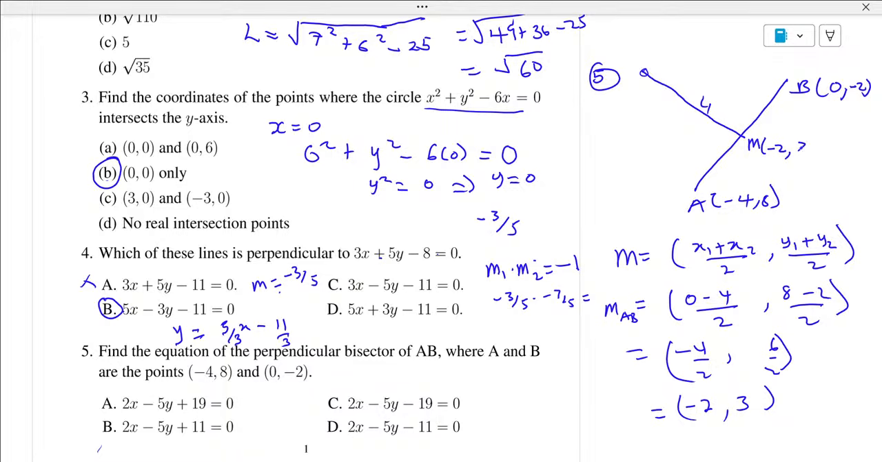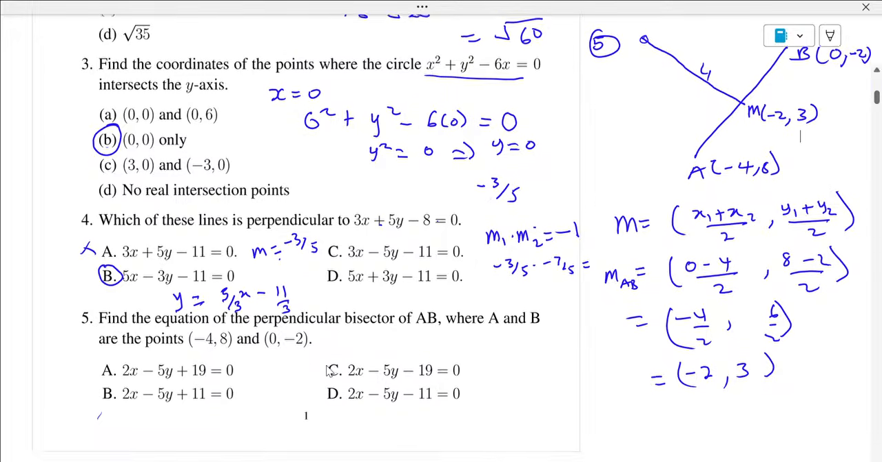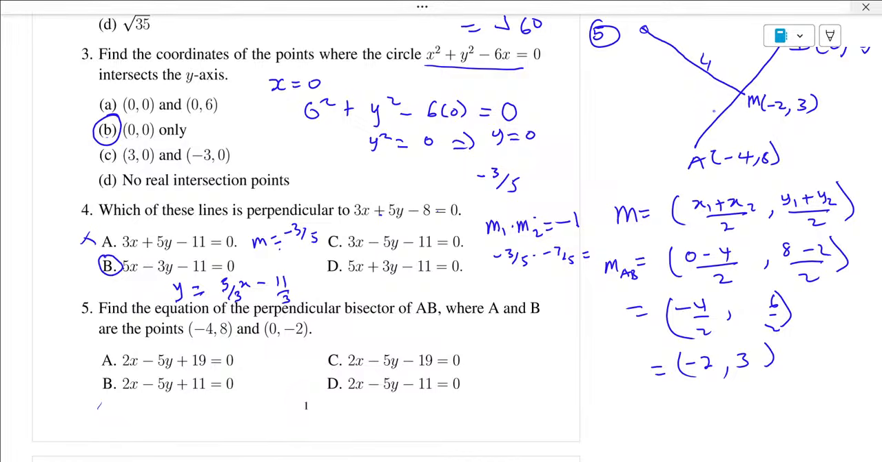The next thing is that we need the gradient of this particular line. Since the line we are talking about here is perpendicular to AB, if we're able to find the gradient of AB, it will help us find the gradient of the line we are talking about. So what do we do? We find the gradient of AB. So the gradient of AB is giving us y2 minus y1 all over x2 minus x1.